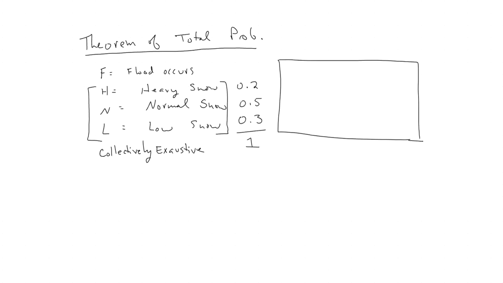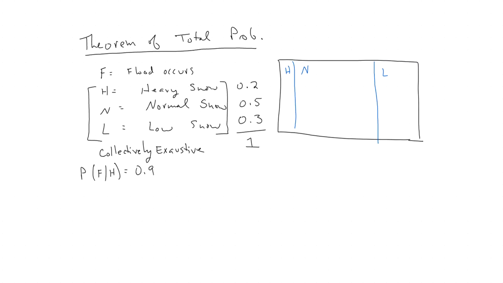So the way we would draw this is, let's say we've got a little bit for heavy, a lot of it for normal, and then a little bit left over for low. So H, N, and L. And then within that, we're going to intersect this flood event. I'll give you some new probabilities here. The probability of a flood given heavy snow, do you think that's high or low? It's pretty high. So if we have heavy snow, we have a 90% chance.